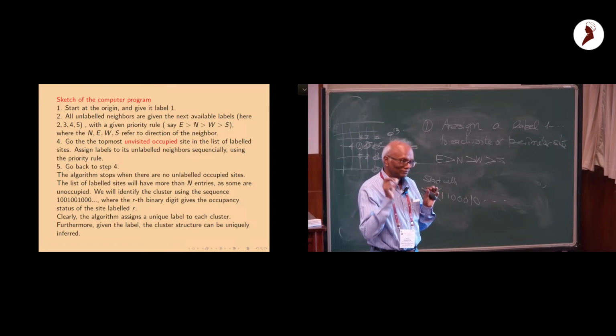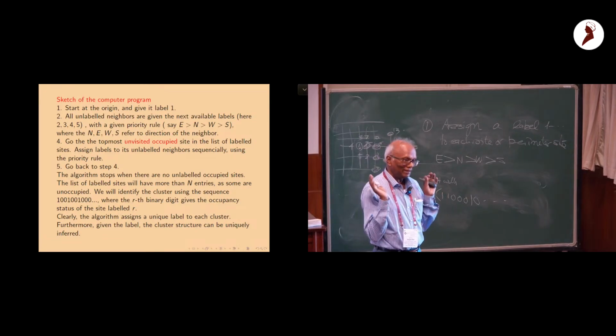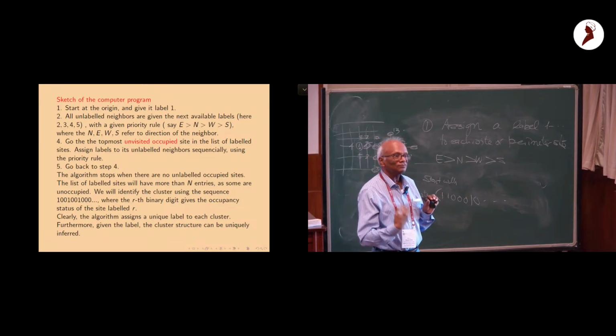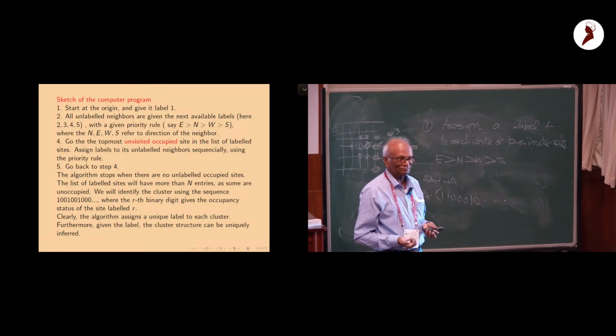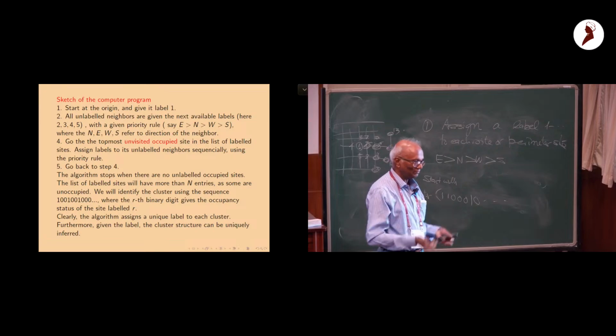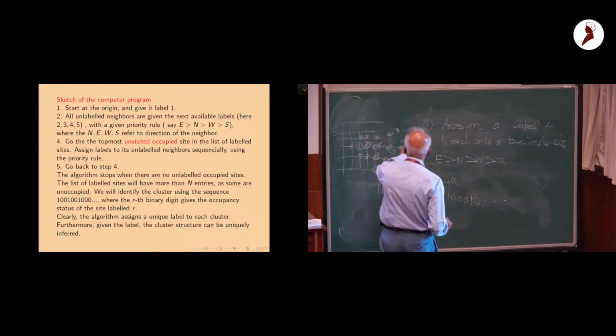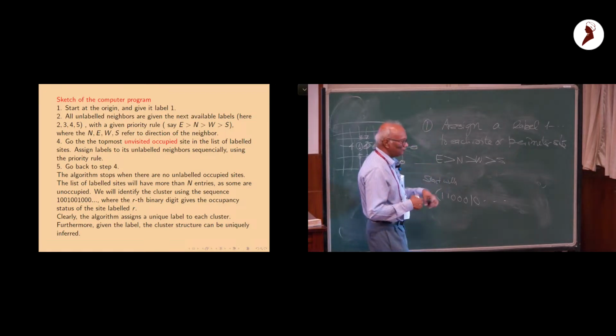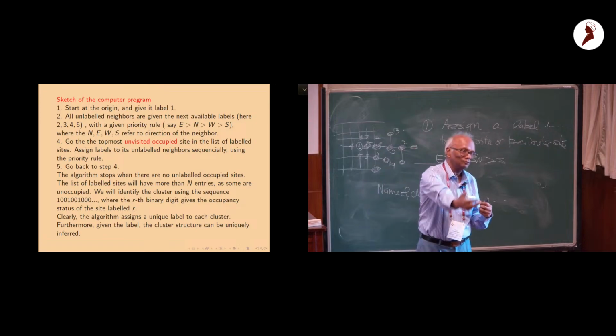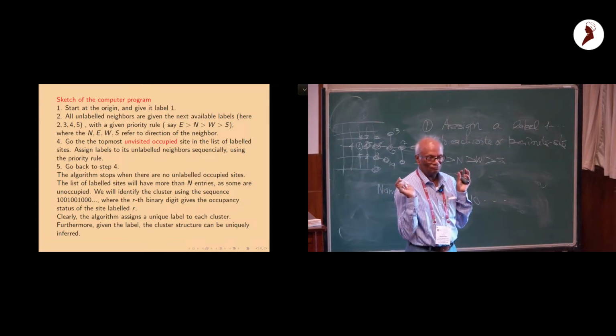I don't have to give them coordinates. In my head there is a list. So the site with the lowest label is the topmost site. Okay, topmost unoccupied site, unvisited. Means I haven't seen whether it is occupied or not. See, if I give something a label, I'm not always sure it is occupied or not. When I come to that site, I will decide if it is occupied or not, right?